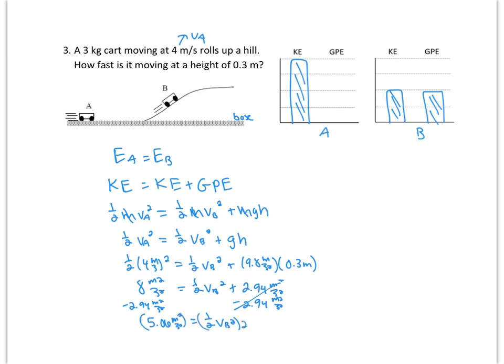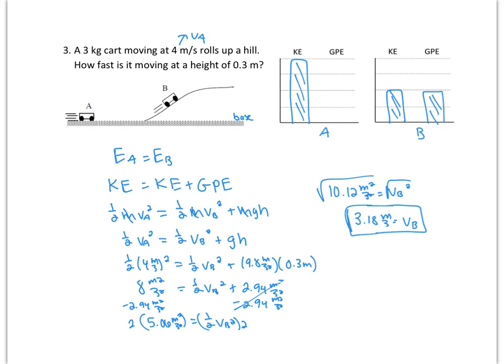Multiply both sides by 2. 10.12 meters squared per second squared equals vb squared. Square root both sides. 3.18 meters per second is the speed when it's at that height of 0.3 meters. This is probably as complicated as it will get. You will never have more than 2 types of energy that you need to worry about at one spot. So it's either moving, it's either at a height, or it is moving with a height above the base level.